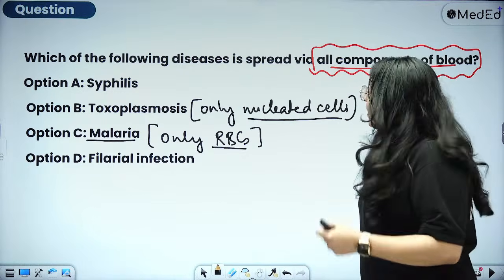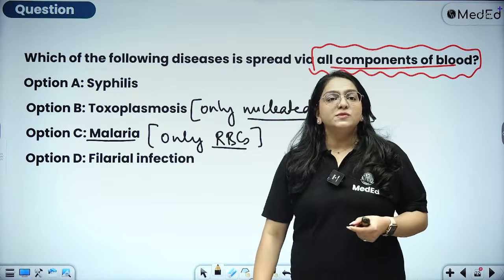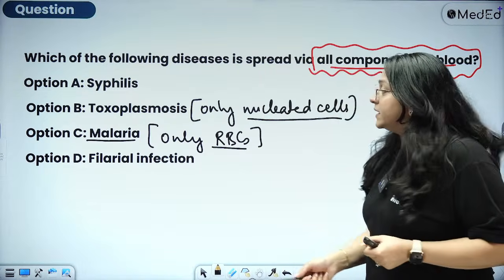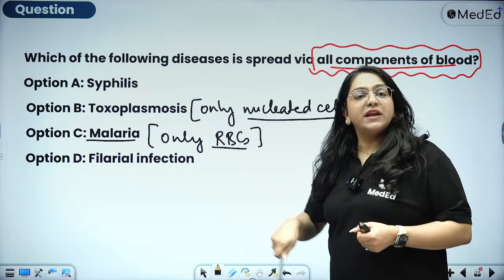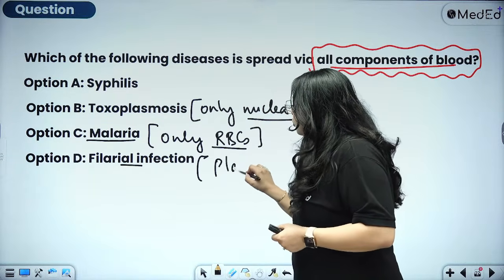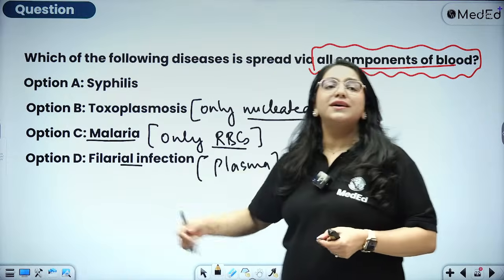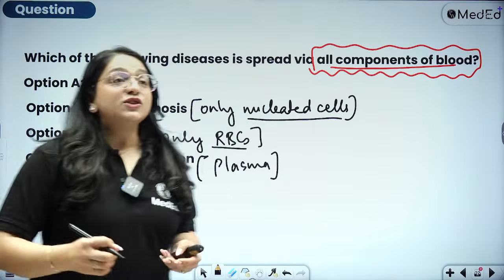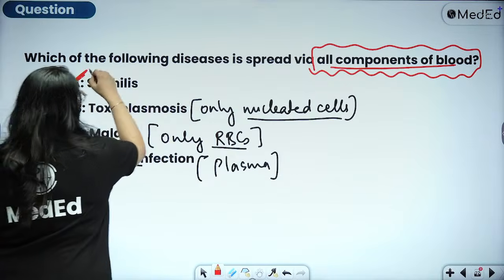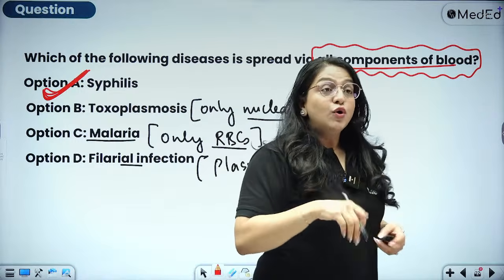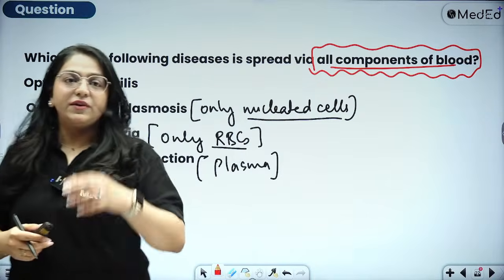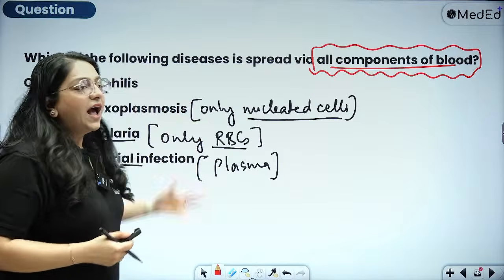Yes, Aryan? So it cannot be true for toxoplasmosis because it won't be spread through RBCs. If I only give packed cells, it won't get transmitted. If I don't give RBCs, malaria won't be transmitted. What about filarial infection? It is through plasma, because it comes through the chyle, through the lymphatics. So the answer is syphilis. Syphilis is a bacteria. It can get transmitted through all the blood products. All the components of the blood can transmit syphilis, right? So that is INICET for you.